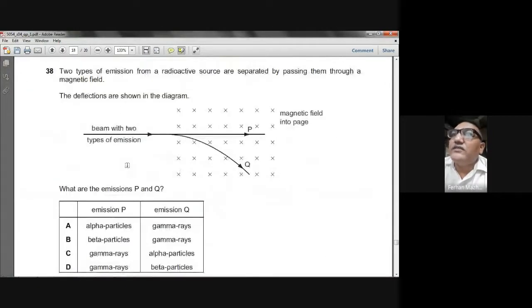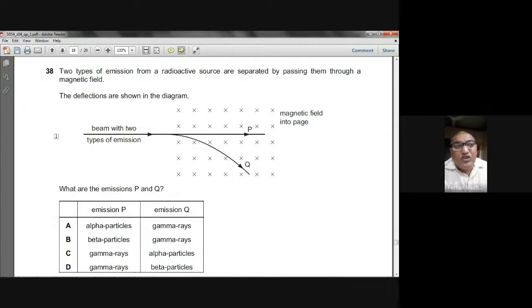Okay, so we are going to the next question. That's question number 38, showing up on your screen. Two types of emissions from a radioactive source are separated by passing them through a magnetic field. The deflections are shown in the diagram, so you can see radiation is coming, then it has passed through the magnetic field, which is into the page, and the radiation has split into two. One radiation has gone undeflected, and the other radiation has bent towards the bottom of the page. So the question is, what are the emissions P and Q?